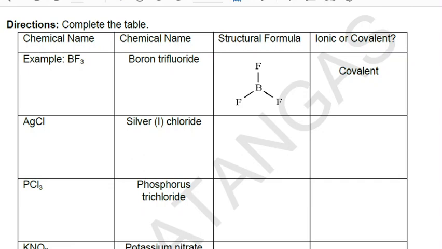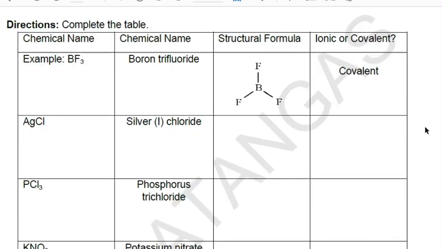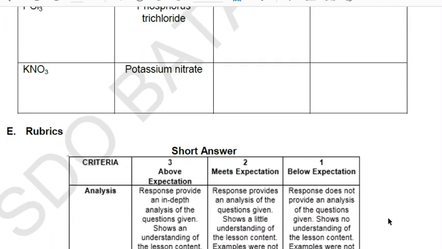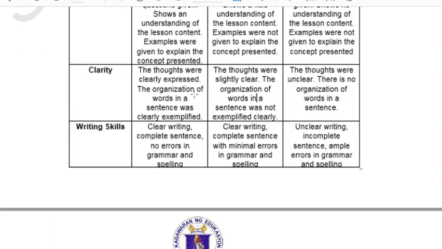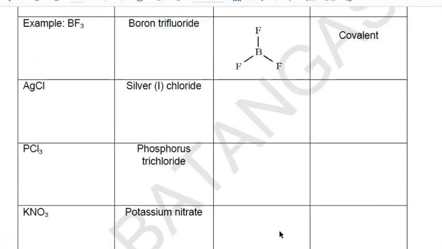Then the structural formula, and whether it is ionic or covalent. Again, to find out if it's covalent or ionic, you have to check if the elements present are metals and non-metals. That gives you an ionic compound. If they're both non-metals, then that's a covalent compound. So, pretty short for LAS number 6. And you also have the answers. Try to answer these first before looking at the answer key.